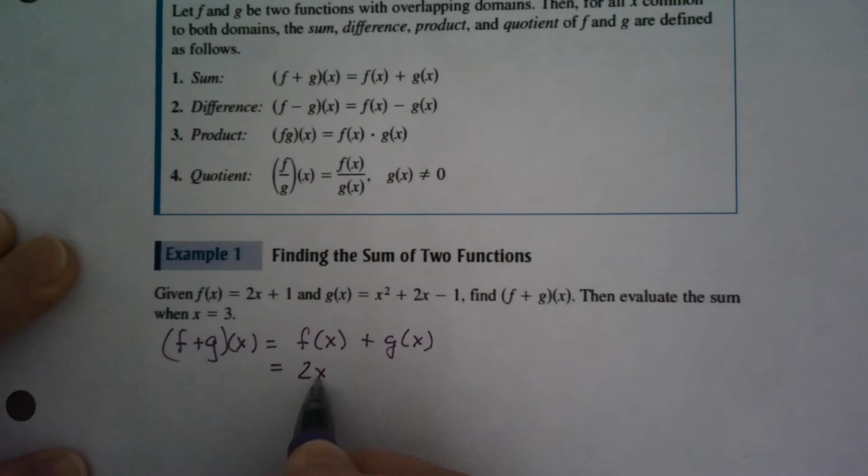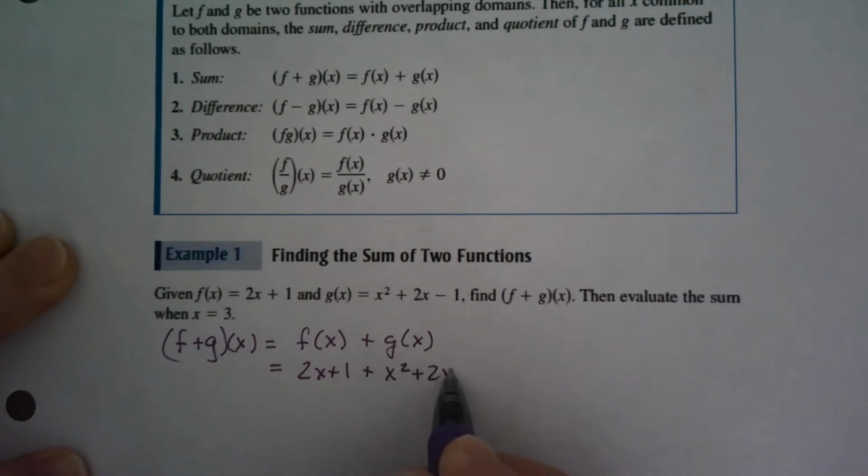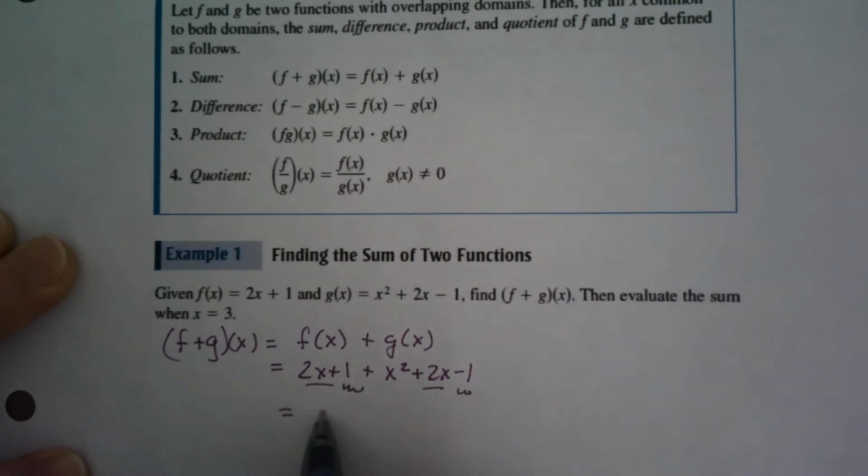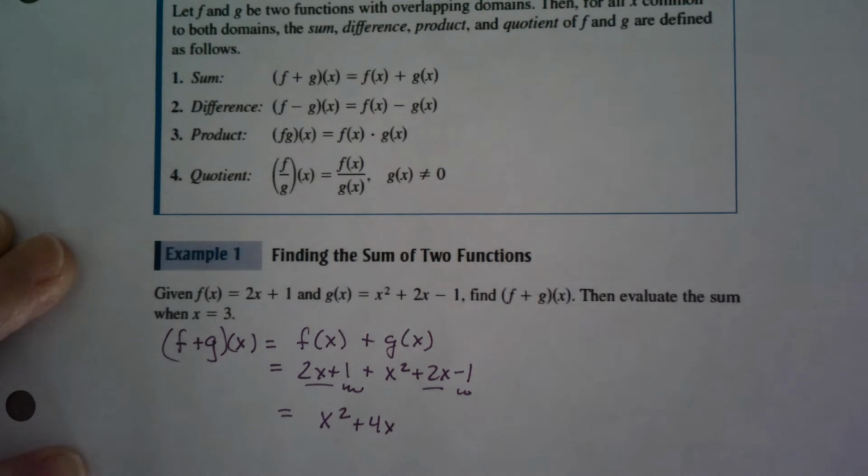F of x is 2x plus 1. G of x is x squared plus 2x minus 1. Combine any and all like terms. And we have x squared plus 4x. That's it. X squared plus 4x.